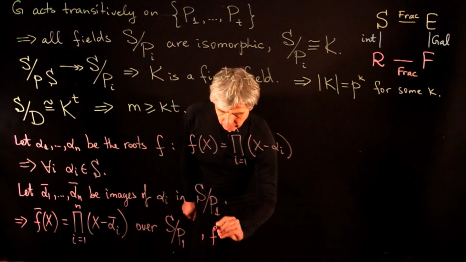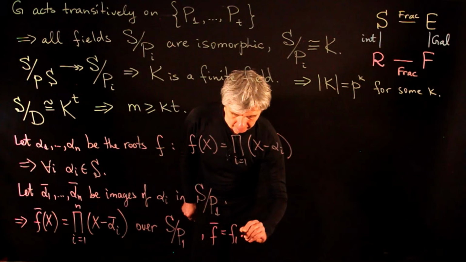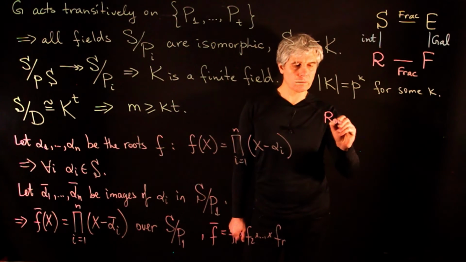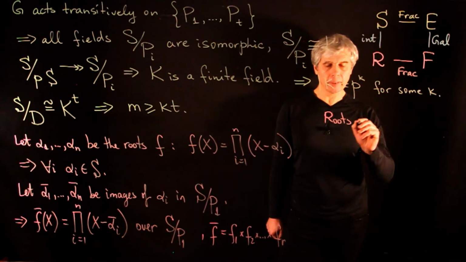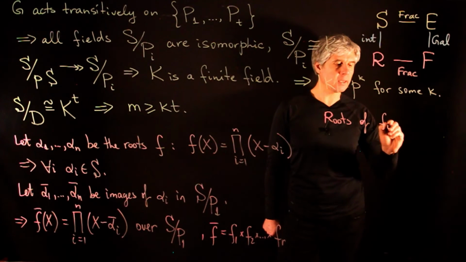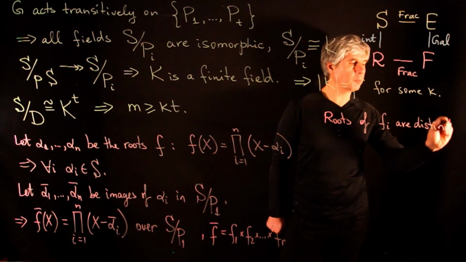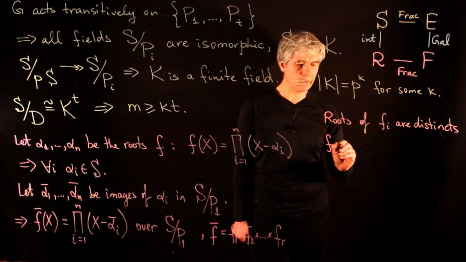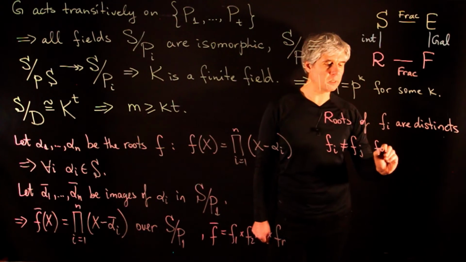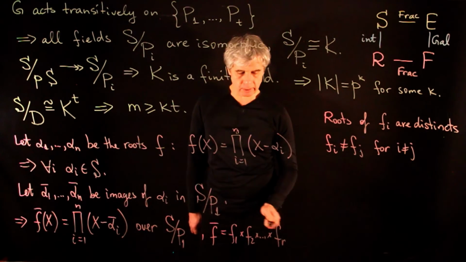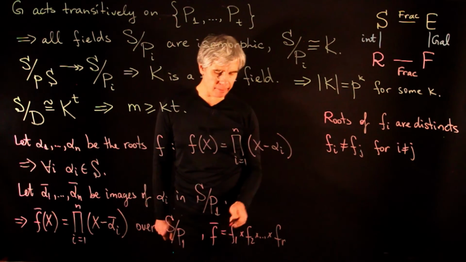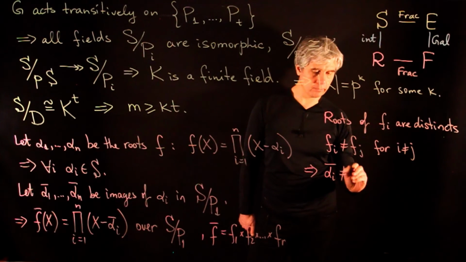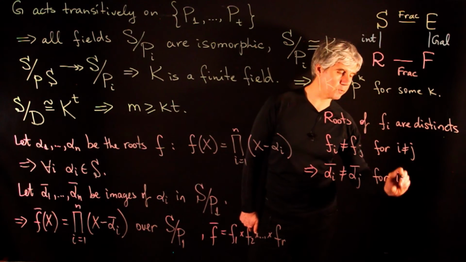We compare this factorization with the factorization over Zp. So we have F1 times F2 times ... times Fr. We know that the roots of each irreducible polynomial over Zp are distinct. So the roots of each Fi are distinct. Irreducible polynomials over a finite field cannot have a multiple root. And by assumption of our theorem, Fi was different from Fj for i different from j. By comparing these factorizations, we see that some of the alpha i bars are the roots of polynomials Fj. And then we see that alpha i bar is different from alpha j bar for i different from j.